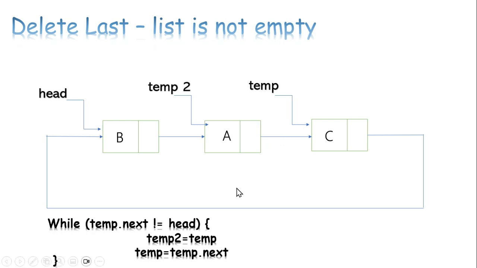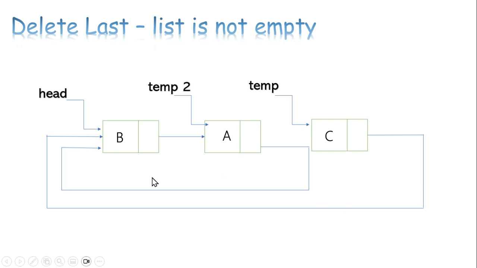Once we quit the loop, then we will instruct the temp2 pointer to point to this. The instruction will be temp2.next equals temp.next. By giving this instruction, the visualization will look like this. As you can see in this picture, the temp pointer still points to the head. We need to break this chain.